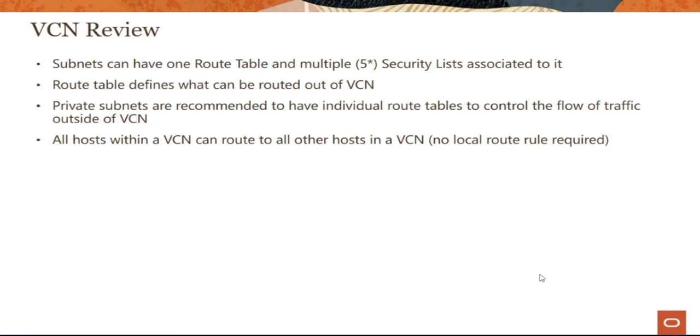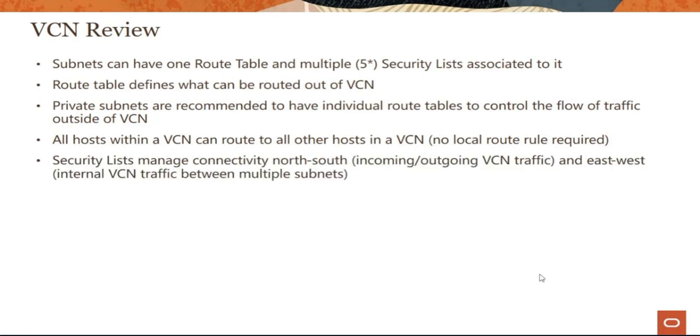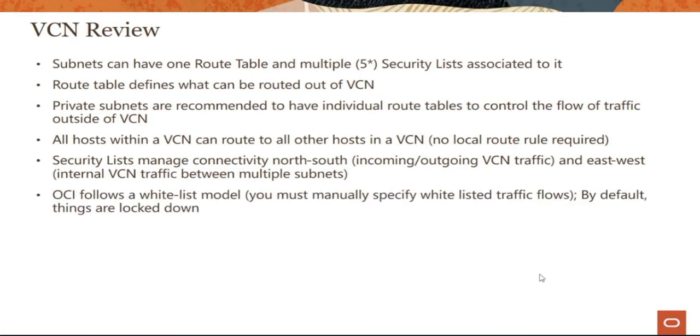Now the thing to keep in mind is, even though this is true, hosts within two subnets cannot talk to each other unless you open specific ports, or unless you make changes to the security list. Security lists manage connectivity north-south, whether it's incoming or outgoing to the VCN, and east-west. So for internal VCN traffic between multiple subnets, you still would need to operate on the security list and make changes for the traffic to flow between them.